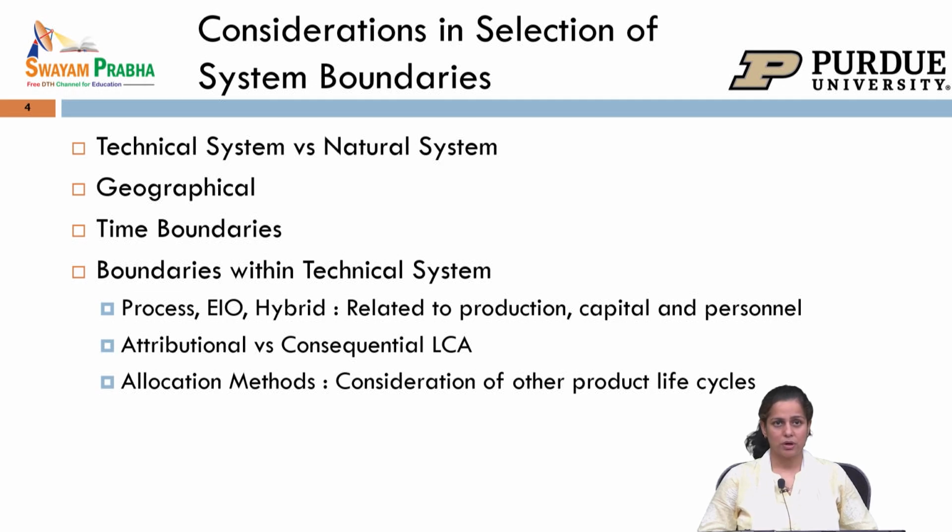If in your system boundary you have other product life cycles also part of the process for the product manufacturing that you are studying, then we need to think about allocation issues. So, one by one we will go through details of all of these considerations that are needed when you are drawing the system boundary in the scoping phase of your life cycle assessment.